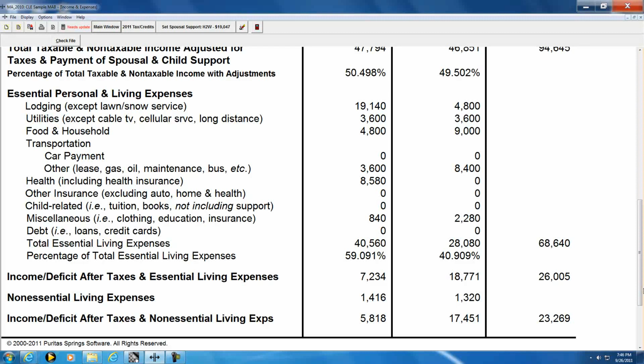Now the last section of the ITSE form compares the parties' non-essential living expenses, where we see, again, that the parties are nearly equal. The way 3105 was written, the overriding principle governing a court's award of spousal support is that the award must be reasonable. Subsection B of that section provides that upon the request of either party after the division of property, the court may award reasonable spousal support.